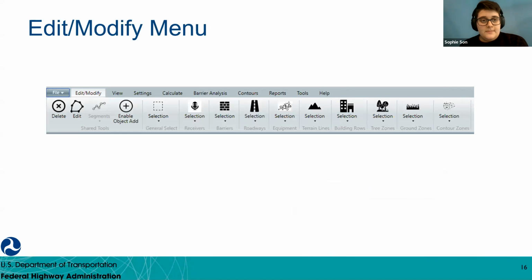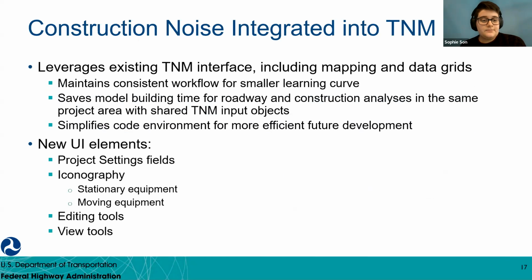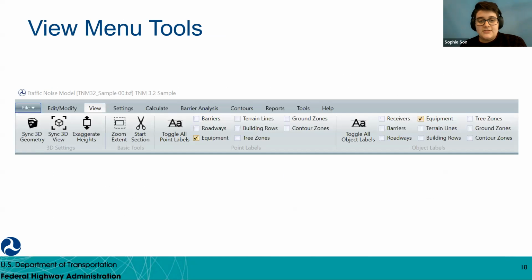In the Edit Modify menu, there is a button for equipment objects to select or deselect all objects, just like for the other input objects. And in the View pane, there are toggles for equipment, point, and object labels, just like all the other objects as well.